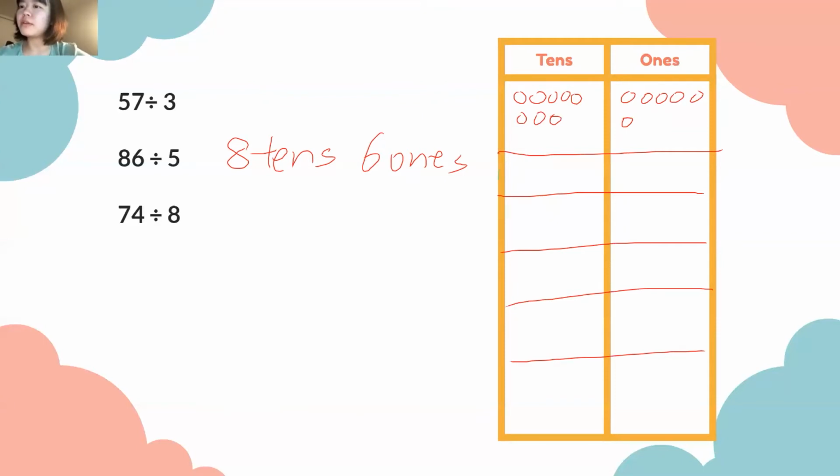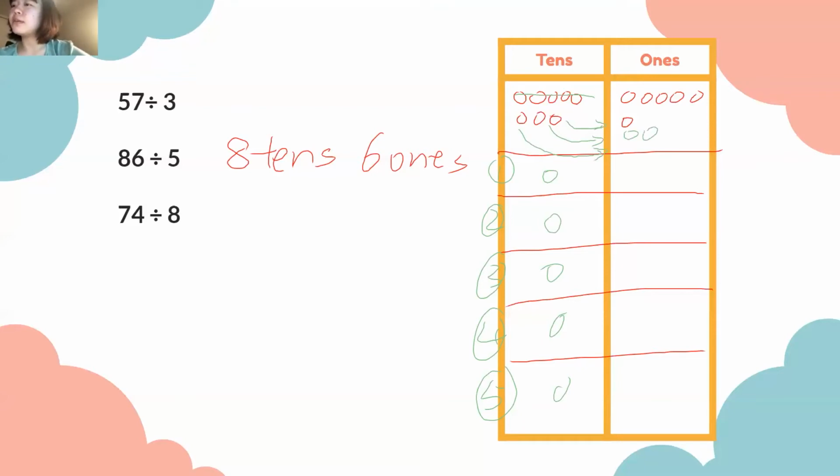This is my first group, second, third, fourth, fifth. So we're breaking 86 into 5 groups evenly. Okay, so 8 tens divided by 5 equals 1 ten for each group. So we're crossing out 5 tens, and the remainder is 3 tens. And we unbundle 3 tens into 30 ones.